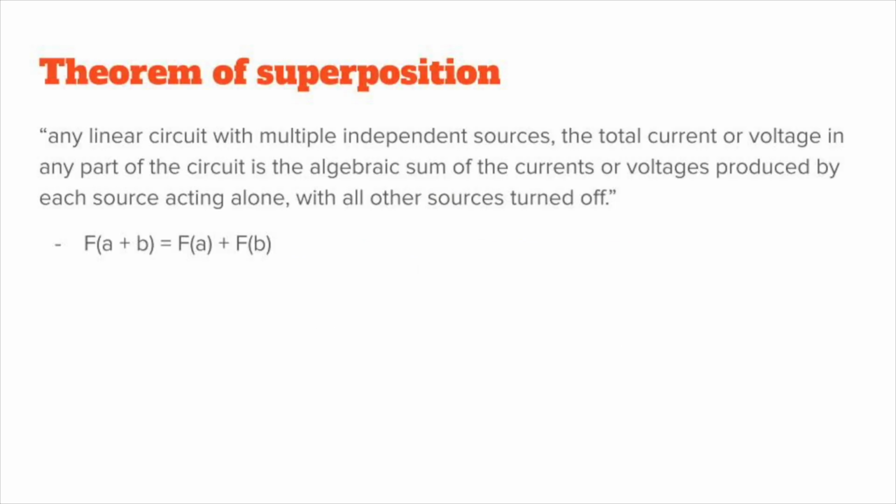The superposition theorem states that in any linear circuit with multiple independent sources, the total current or voltage in any part of the circuit is the algebraic sum of the currents or voltages produced by each source acting alone, with all the other sources turned off. In simpler terms, we calculate one source at a time, then add the effects together. For example, f of a plus b is equal to f of a plus f of b.